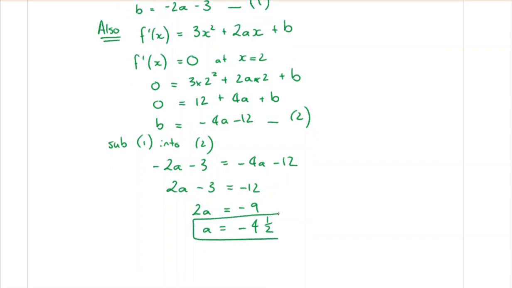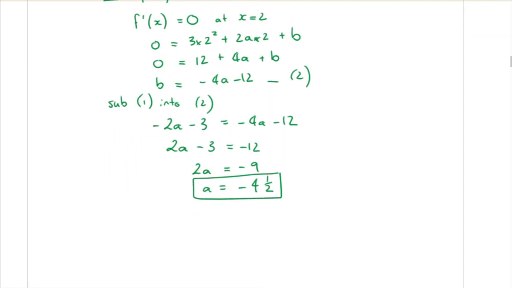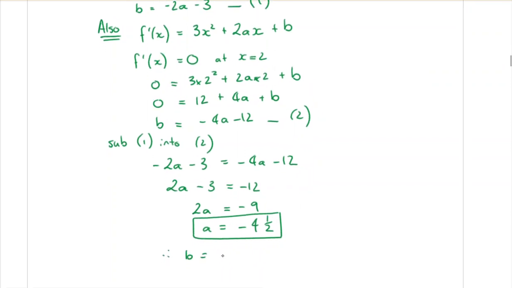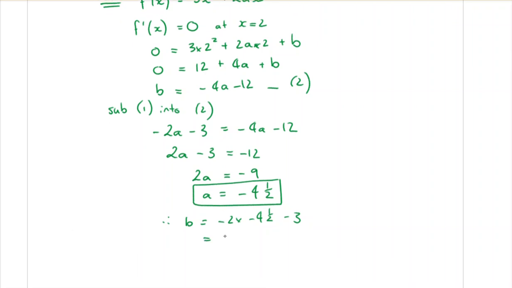Of course, I have to go back and find b. Sub it into whichever equation you like, maybe equation 1. So equation 1 is b equals minus 2a, so it's going to be minus 2 times minus 4.5 minus 3. And that actually comes out as a nice whole number. That's b equals 6. All right, that's it.